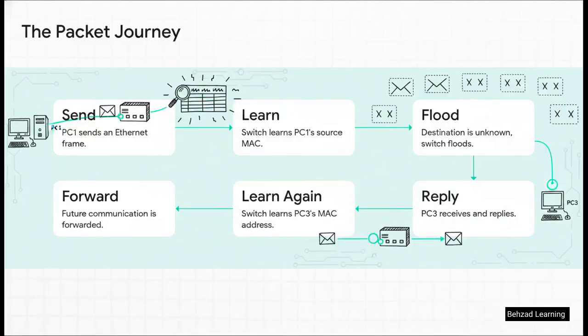All right, let's tie this entire thing together into one solid mental model. PC1 sends a frame to PC3. Step 1, the frame arrives at the switch. Step 2, the switch learns PC1's source MAC. Step 3, PC3 is currently unknown, so the switch floods the frame everywhere. Step 4, PC3 receives it and replies. Step 5, the switch learns PC3's source MAC. And finally, step 6, because both devices are now known and mapped, any future communication between them is simply forwarded out single dedicated ports. That is the complete end-to-end packet journey.